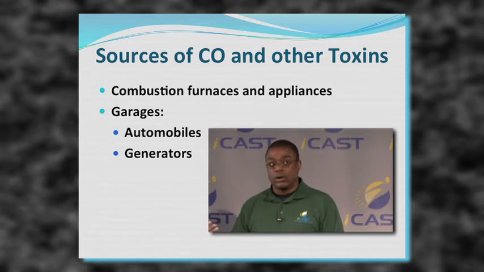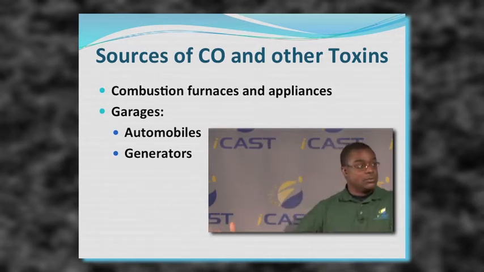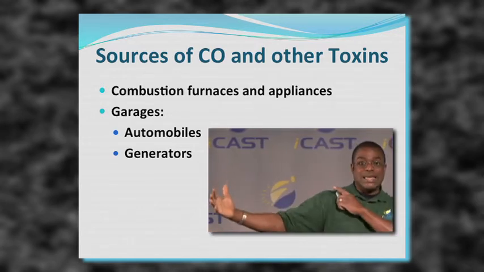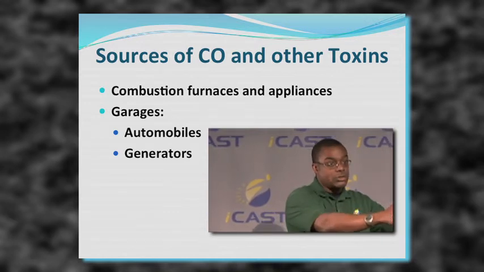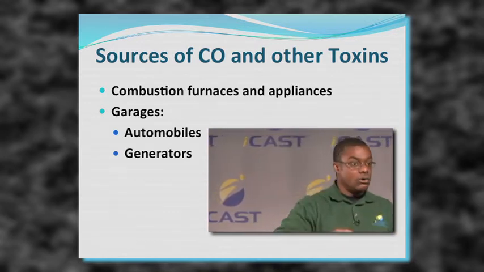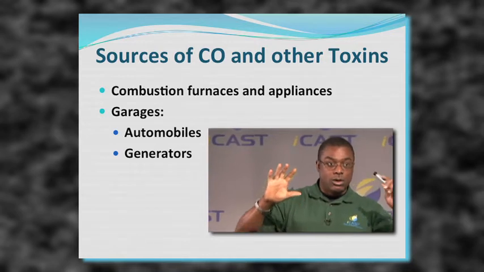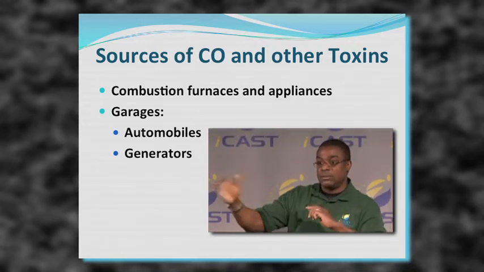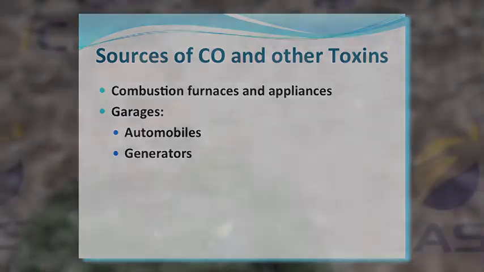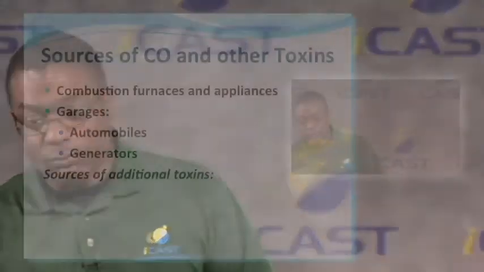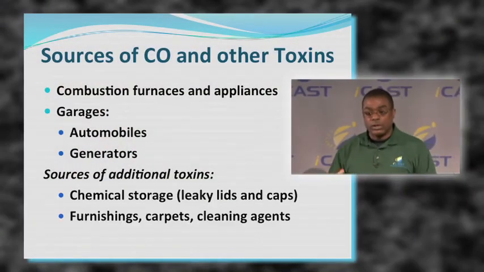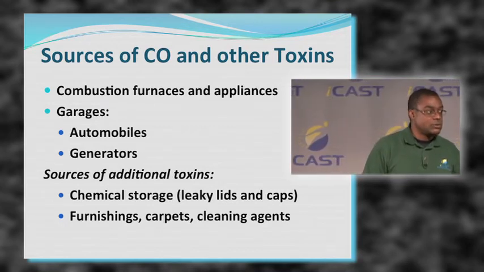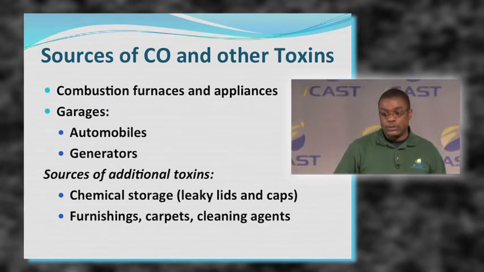Again, sources of carbon monoxide, and those carbon monoxide fumes can make their way into our structure if our garage door or our wall assembly between our house and our garage don't do a good job of keeping those things out. And again, if we over tighten our house and we don't let those things out, it creates a problem. We also have chemical storage, furniture, carpet, cleaning supplies, those sorts of things. All of those things are in our house, right?